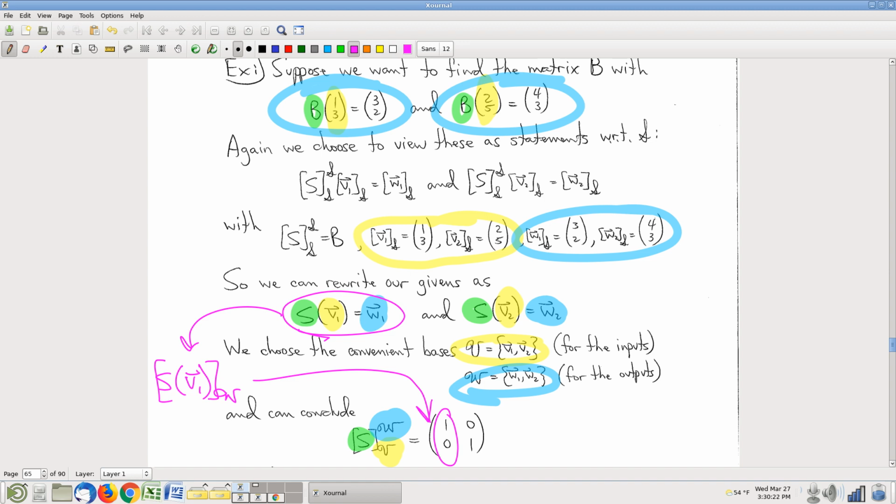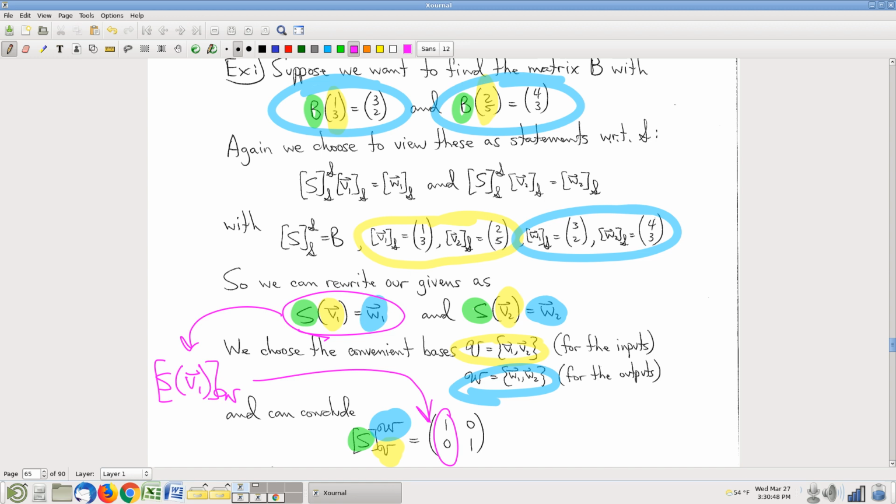I conveniently set up my input script V basis to be something where it'll be easy for me to compute what the linear transformation does. And then I chose my output basis to be something with respect to which W1 would be easy to write down. So this was a rigged game. I rigged it, right? I rigged it to make my life easy.